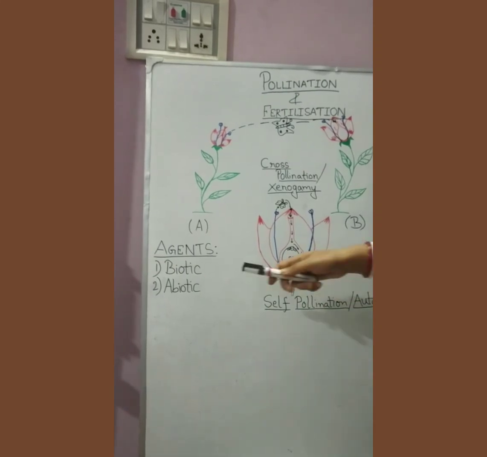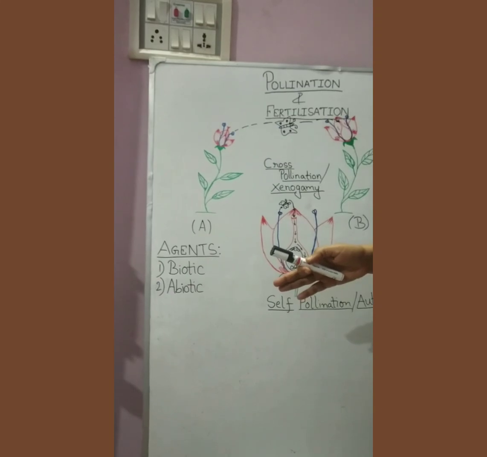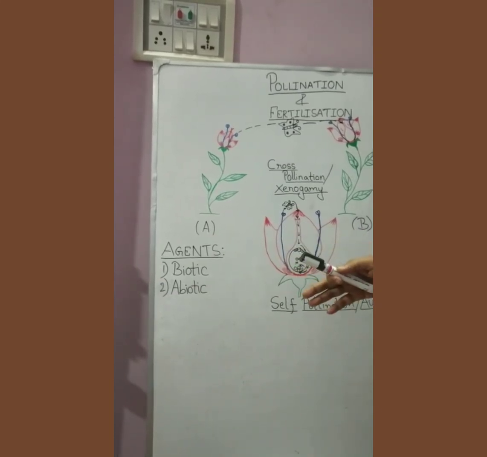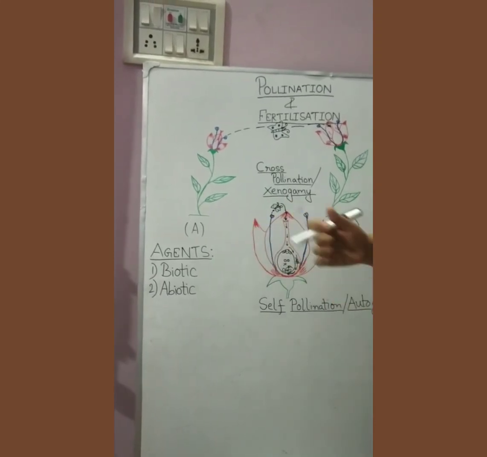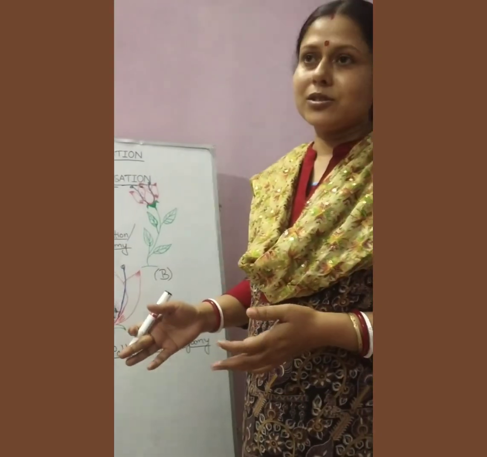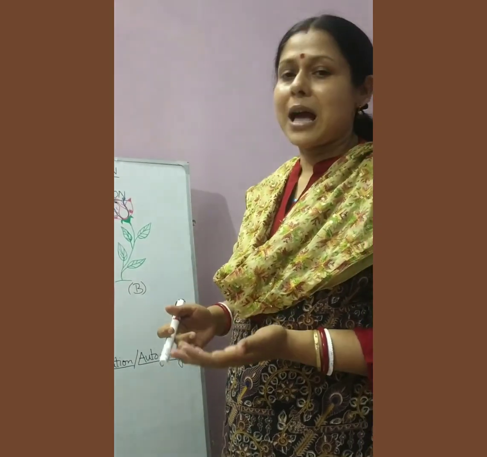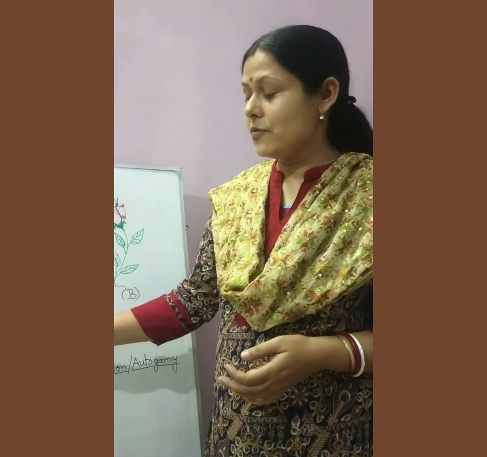Abiotic agents which help in the process of pollination are wind and water. Now why these abiotic agents? In nature, not all flowers are colorful, and not all have incentives to give to the agents for the process of pollination, like for example nectar or the color of the flower. So what will happen to those unattractive flowers? There are abiotic agents which help in the process of pollination.